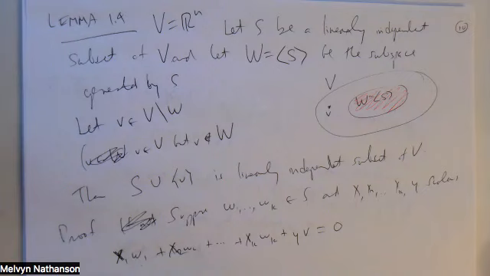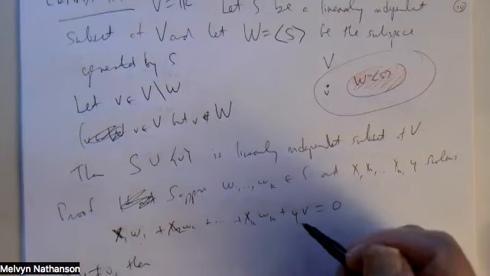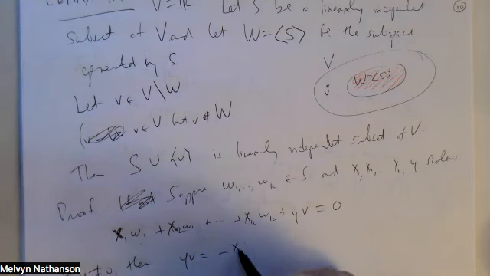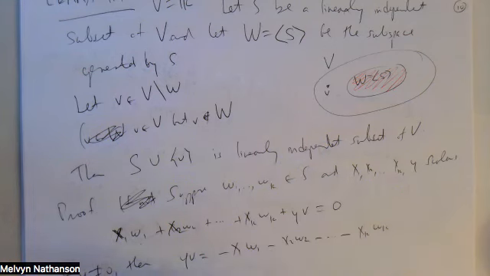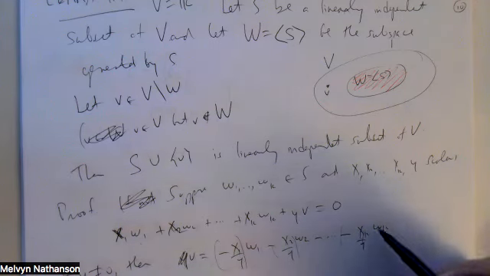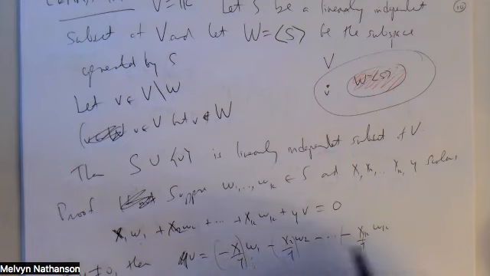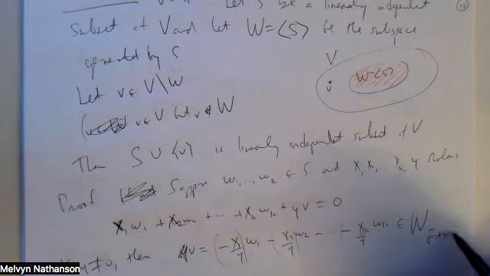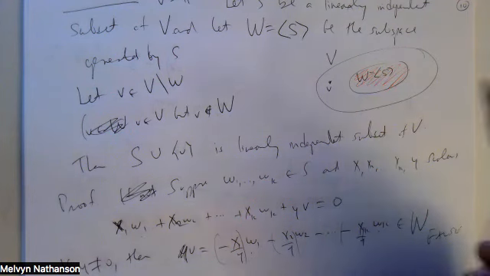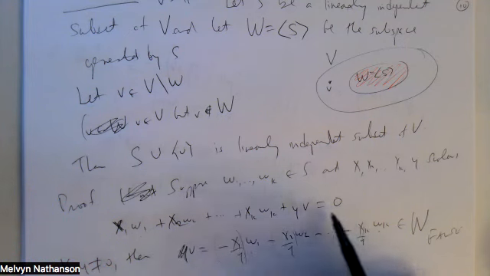I want to show every scalar equals zero. If y is different from zero, then I can solve this equation for v. I get yv is minus x1 w1 minus x2 w2 minus and so on up to xk wk. And if y is different from zero, I can divide by it. So v is a linear combination of w1, w2 up to wk. That means v is in W, which is false, because we chose v not to be in the subspace W. So therefore, y must equal zero.